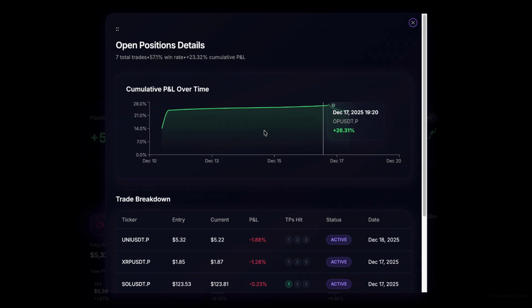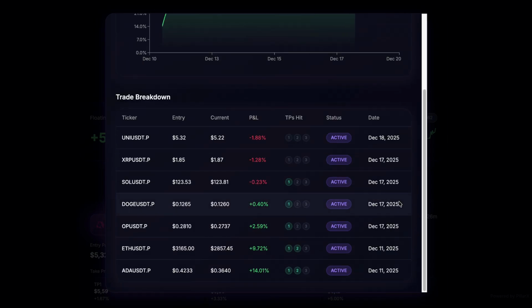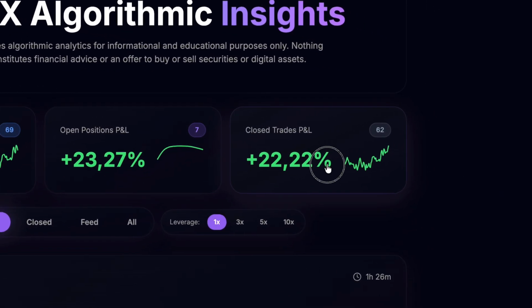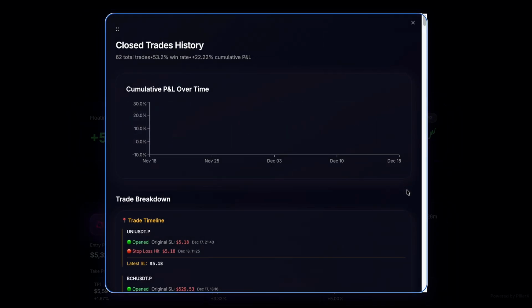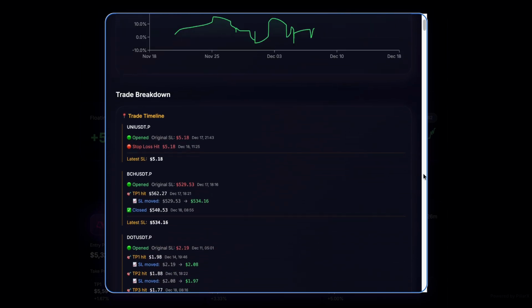Open P&L shows unrealized profit or loss only. It reflects how much open trades would gain or lose if they were closed at current prices. Closed P&L represents fully realized profit and loss from all completed trades. This is your locked-in performance.